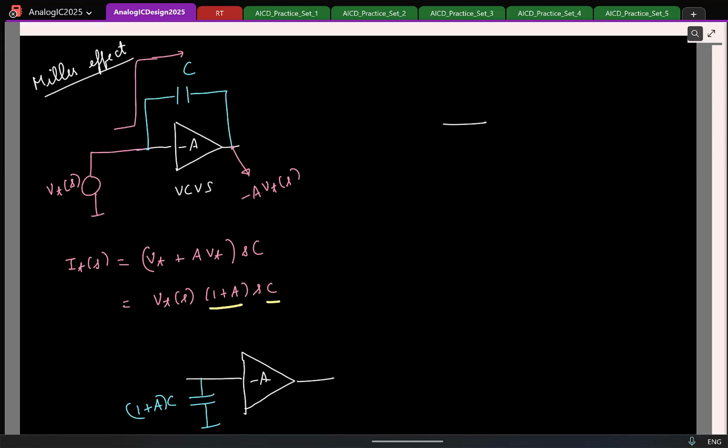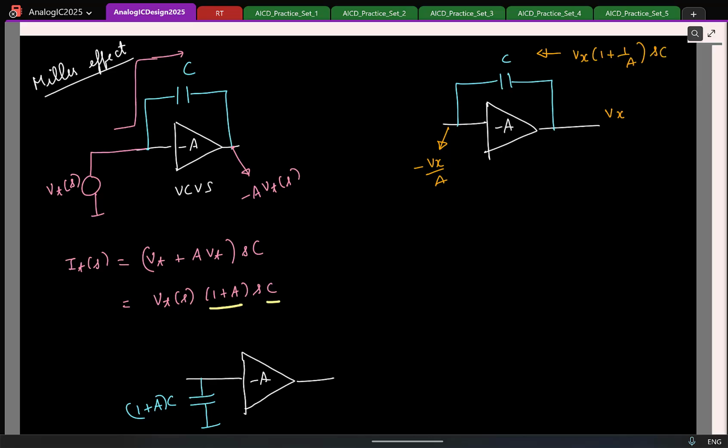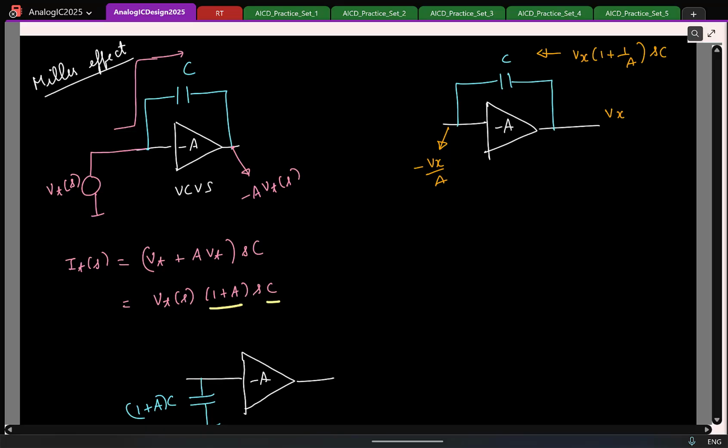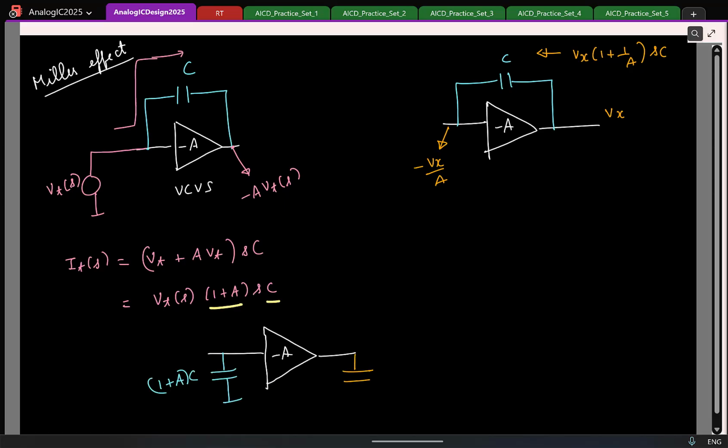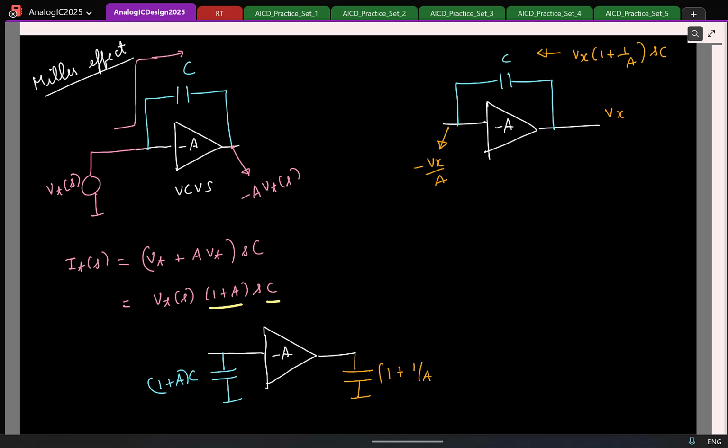Now you can argue the other way also, that is, let us say if I call this voltage Vx, what should be this voltage? Minus Vx by A. So once again, if I have this fellow here, the current flowing here will be Vx times 1 plus 1 by A times S C, correct? So you can argue that from the output side it looks like I have a capacitance of value 1 plus 1 by A times C. That is basically the impedance I am looking at from here.